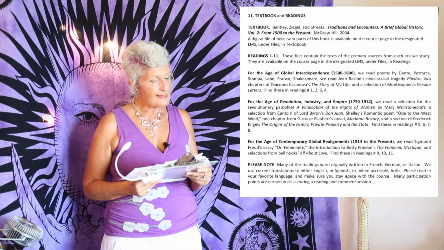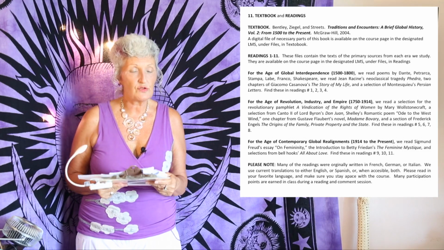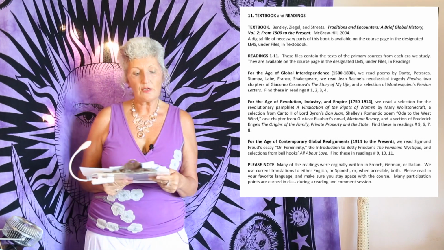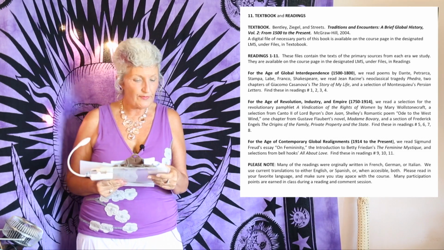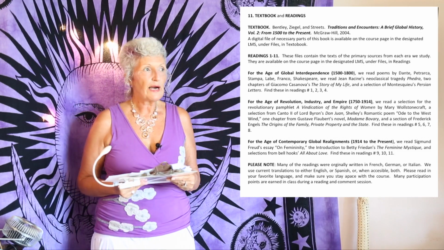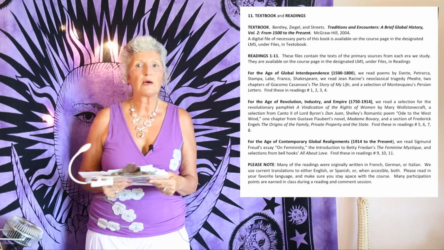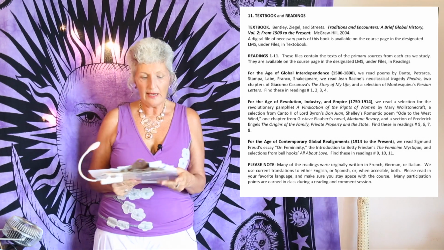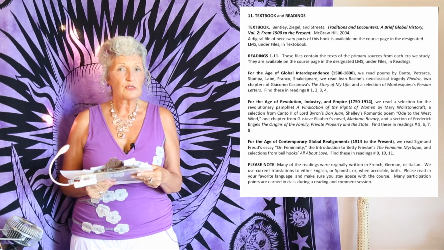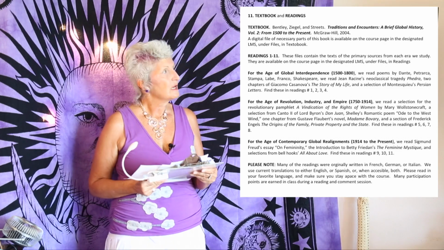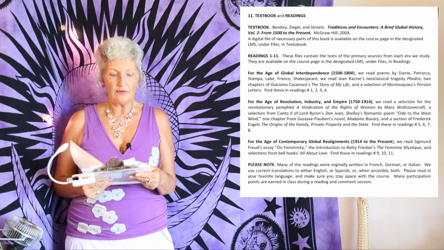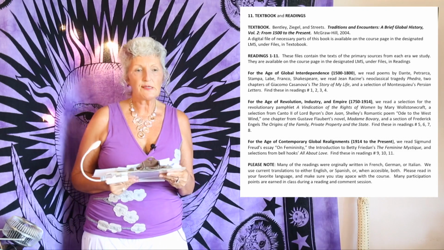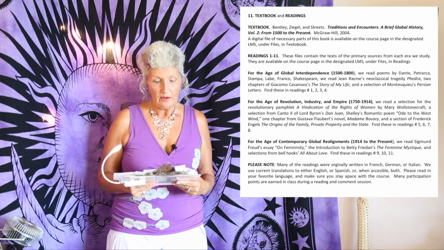Then we will be studying the age of revolution, industry, and empire. The authors of these readings are Mary Wollstonecraft and her pamphlet, Vindication of the Rights of Women; Lord Byron and his epic poem, Don Juan, actually, because it's an English poem on Don Juan. We will be reading the second canto. Then we will be reading an ode of Percy Bysshe Shelley, the Romantic poet, one chapter of the realist writer Gustave Flaubert, and the introduction by Friedrich Engels to his study of the origins of private property, the family, and the state.